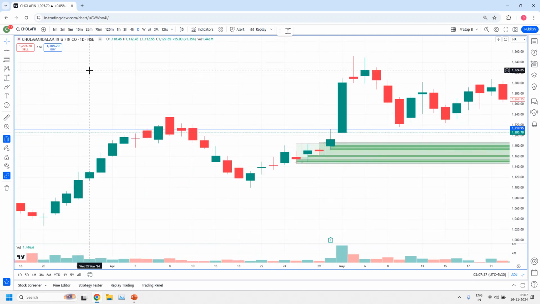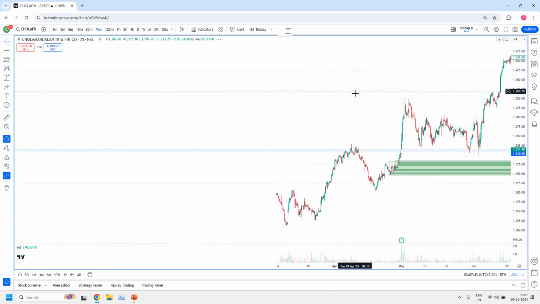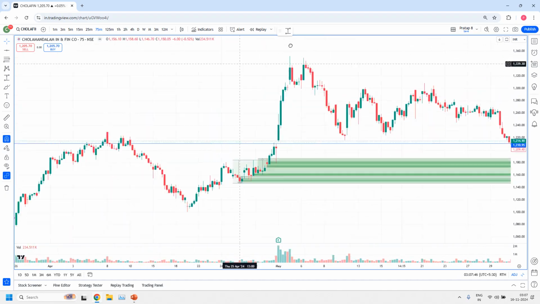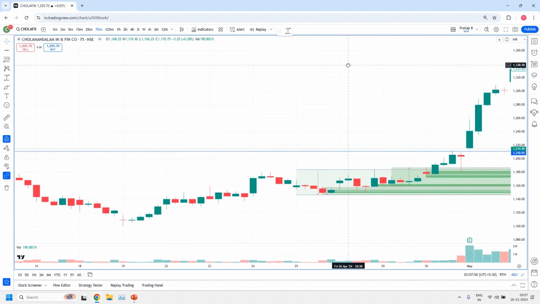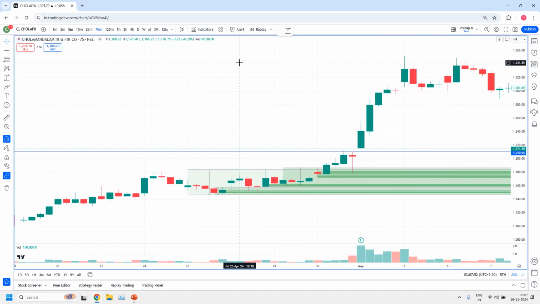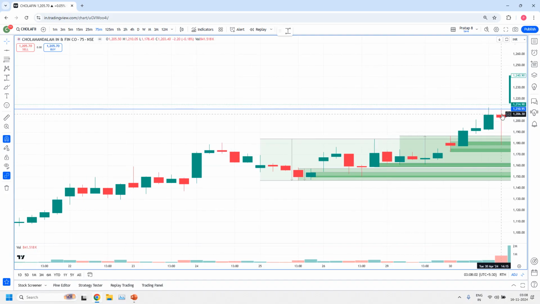Okay, let us focus on the 75 minutes fine-tuned zone. The 75-minute zone itself, if you look into this, look into this candle. At some point of time, first let me hide this candle.